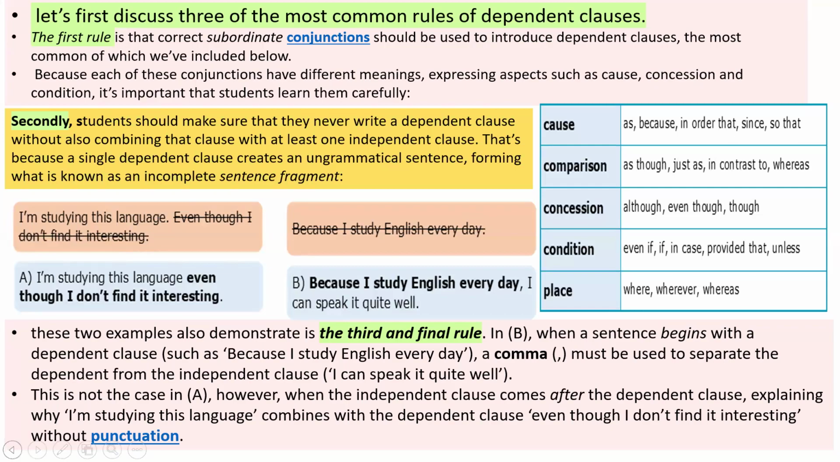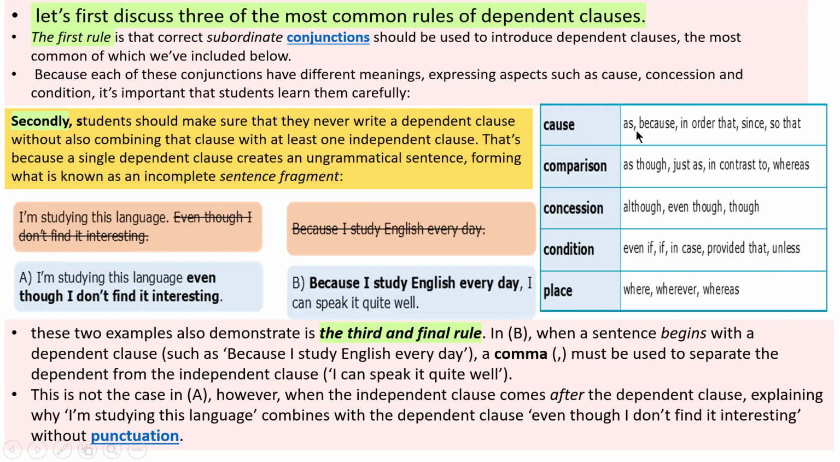Now these are the three rules. Kindly write them down in your notebook. The first rule is, whenever we are using subordinating conjunctions while using dependent clauses in our sentences, we have to use them very carefully, because each of these conjunctions has a different meaning. Each conjunction expresses different meanings such as cause, concession, condition. So it is important that students learn their different meanings carefully.